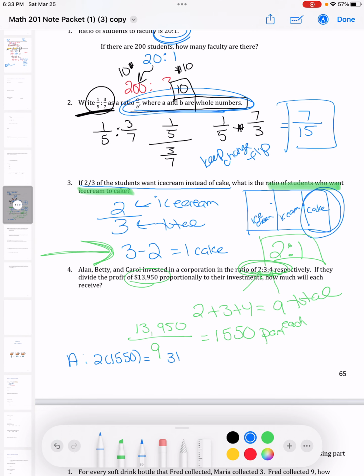Now remember that Alan gets 2 parts. So if I multiply that, he gets $3,100. Betty gets 3 parts, so she gets 4,650. And Carol gets 4 parts. So she gets 6,200.